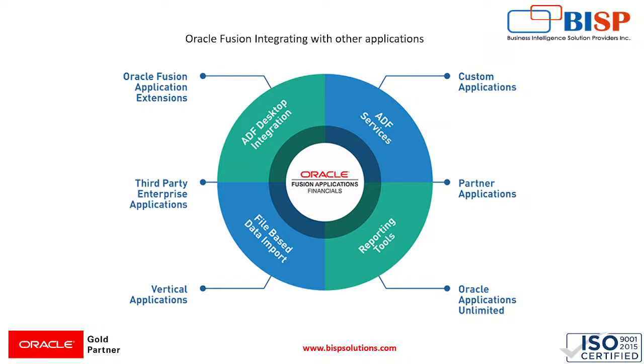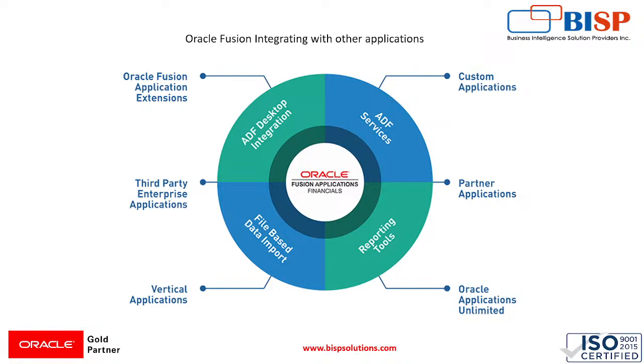So why do we need this? Because Oracle Fusion can integrate with various third-party applications, legacy systems and cloud services that ensure smooth operations and data consistency. These are the key integration methods, or we can say tools, that we can use while integrating with other applications. Here we can see third-party enterprise applications, and the file-based data import.